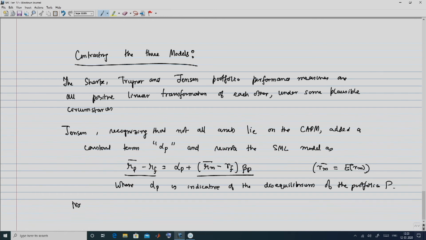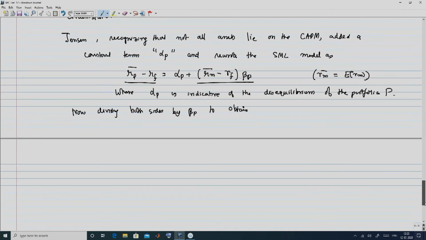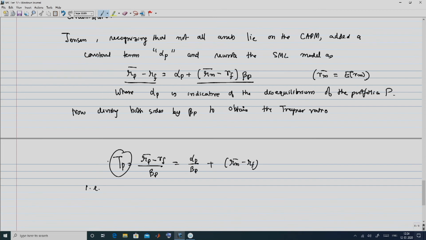Okay, now what we do is divide both sides by beta p to obtain, so remember that once we have beta p, we can now relate this to the Treynor ratio, which was T_p is equal to R_p bar minus R_f over beta p. So, this will become alpha p over beta p plus R_m bar minus R_f. So, this means that T_p involves alpha p over beta p plus a constant.